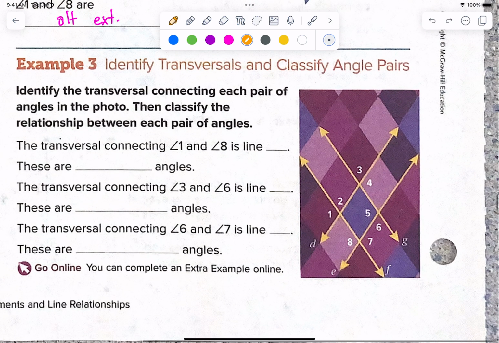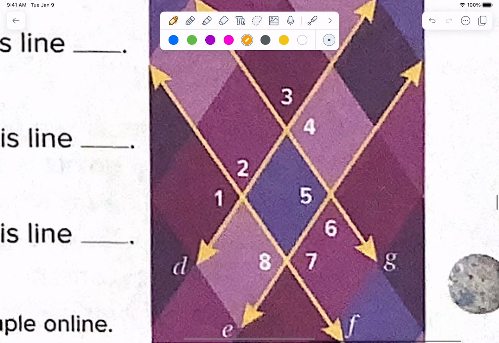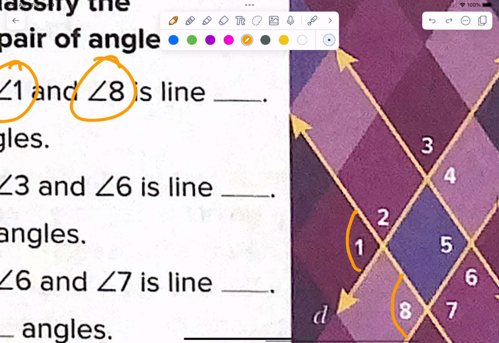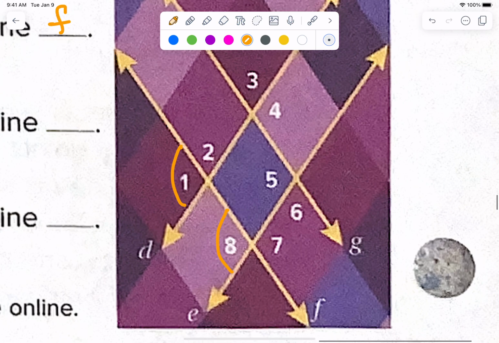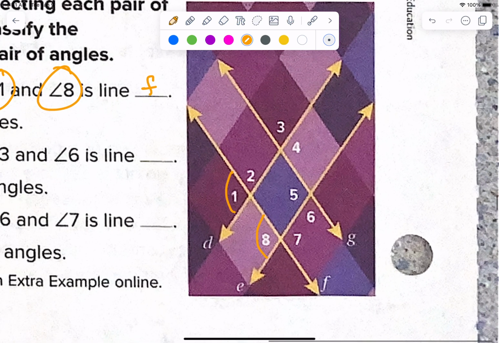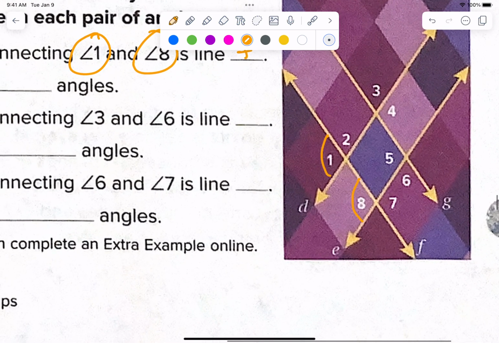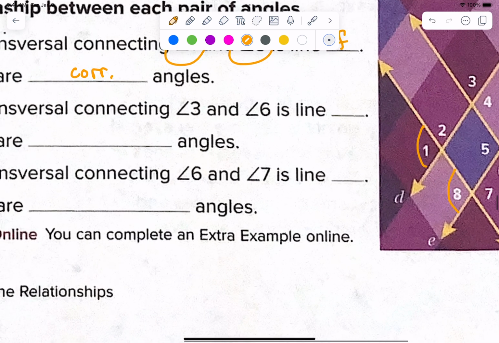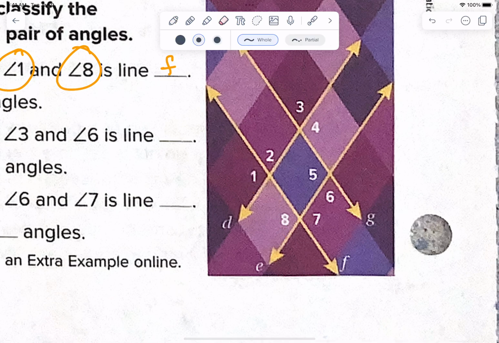Okay, now it says, tell me which transversal connects angle 1 and angle 8. Let's find angle 1 and 8. Which one is the transversal there? F. It's the one that touches both of them. Do you see that? Line F. Now, if that's the case, what is 1 and 8 in relationship to each other? They are corresponding. They're both in the same corner. Corresponding.